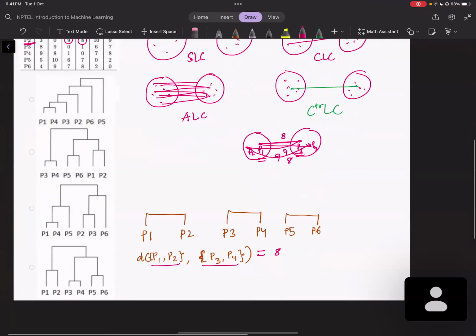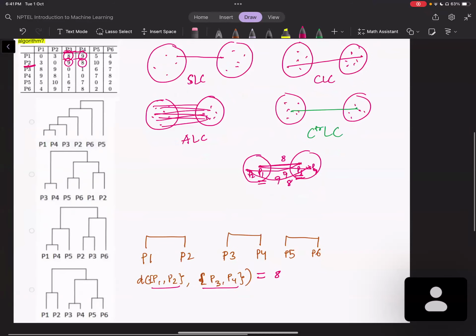So given this, now you can say that the distance between this cluster and this cluster is 8. Similarly, if you find the distance between P1, P2, and P5, P6: P1 to P5 is 5, P1 to P6 is 4, P2 to P5 is 10, P2 to P6 is 9. And the shortest is between P1 and P6, that is 4. So this will be 4.